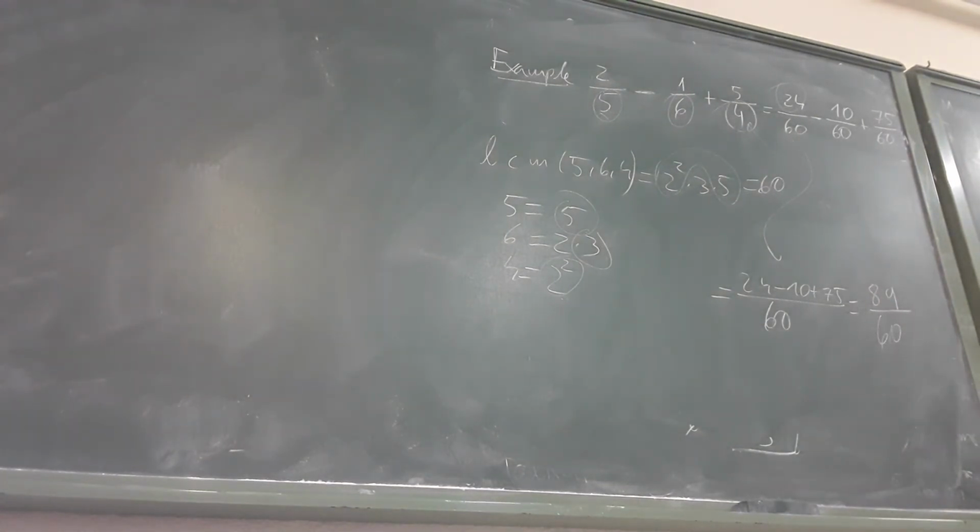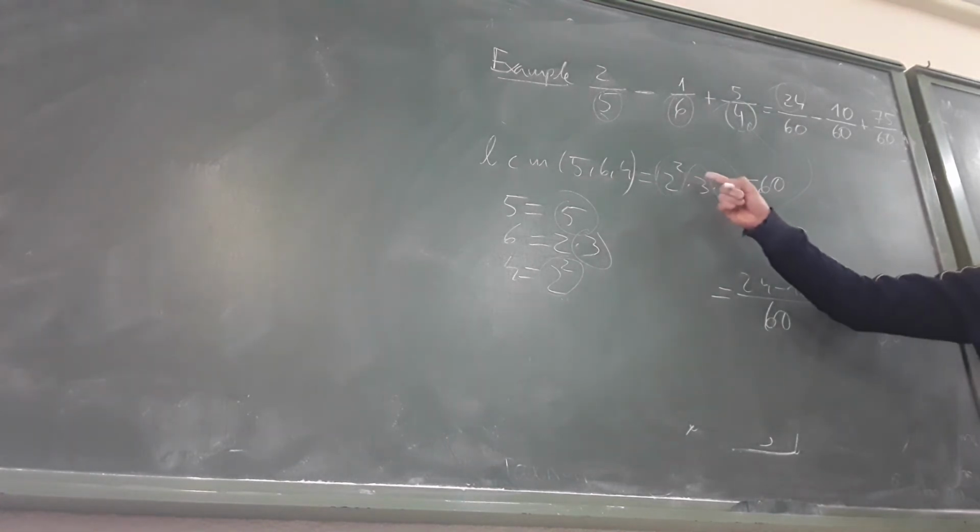Can we simplify this fraction? Yes? No. Can it be divided by 2? No. 3? No. 5? No. The prime factors of number 60 are 2, 3 and 5.